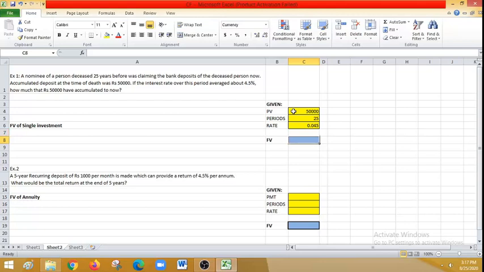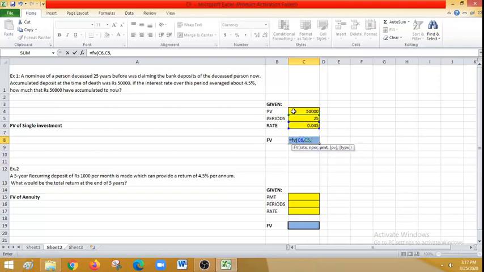Now there are inbuilt functions in Excel through which such problems can be solved. One of those functions is future value. Just type equal to FV and open a bracket. You can see here that there is already help available. We need to specify the rate, which we have already specified, so I am going to take this rate, comma. What is the number of periods? The number of periods is 25 years, which I have already written here. So 25, comma.